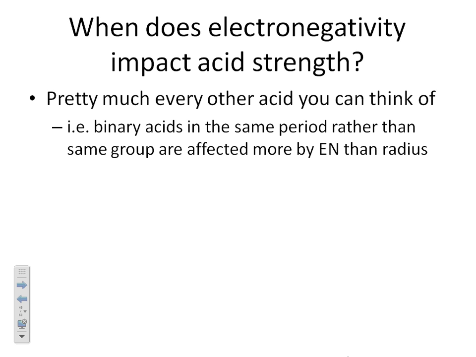The changes in radius within the same period are not nearly as large as the changes in radius within the same group, because in the same period, you've got the same number of electron shells, you are changing the radius, but it's not by the same substantial degree as when you go down a group. So because the radius isn't changing that much, we really tend to look at electronegativity. Furthermore, if we have ternary acids, as soon as you introduce a third element, that third element, frankly, is going to be oxygen, and then it becomes almost entirely a question of electronegativity.